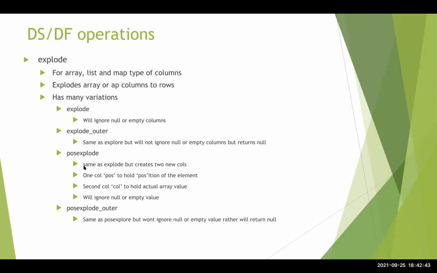In posexplode, it will add another column called pos, which will hold the position of the element, and the second column called col will hold the actual array value. Of course, it will ignore null and empty values. If you use posexplode outer, it is the same as posexplode, but won't ignore null or empty values; rather, it will return null. Let's see an example of this.